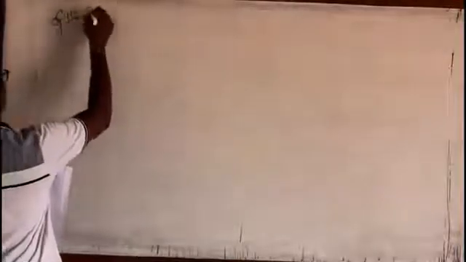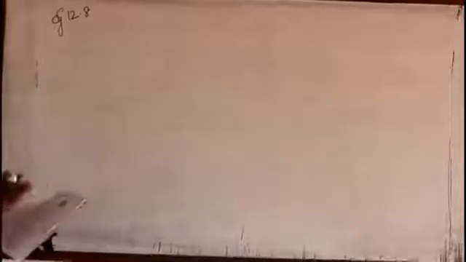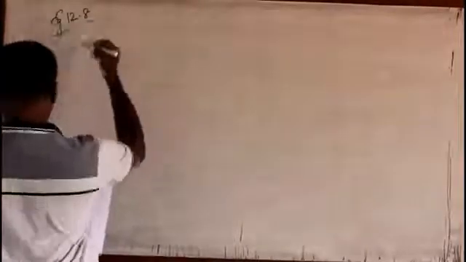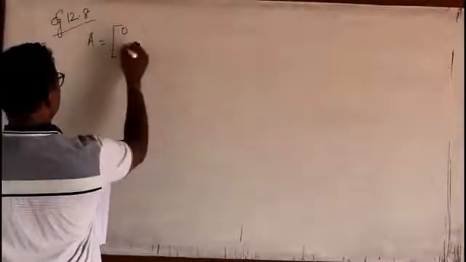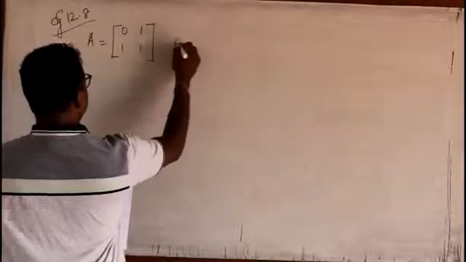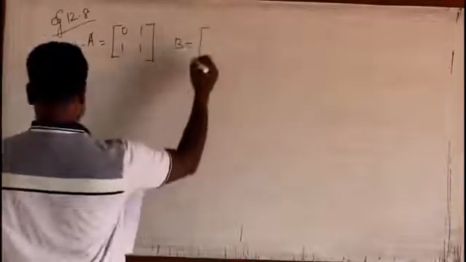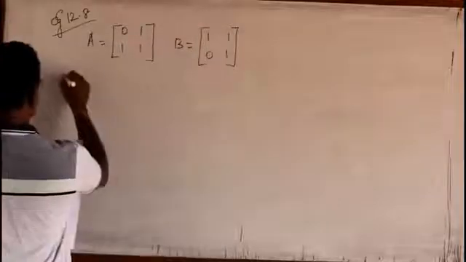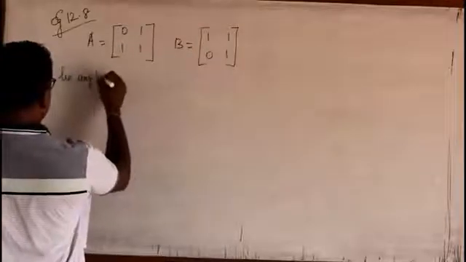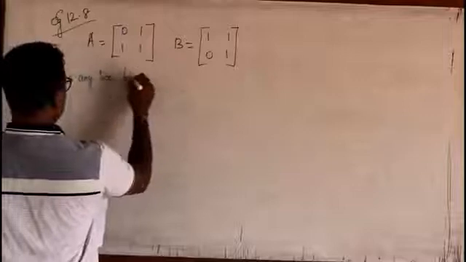Example 12.8. This is the problem dealing with what we used to say Boolean matrices. Just listen to me. Let A equal to 0, 1, 1, 1. B equal to 1, 1, 0, 1. A and B are any two Boolean matrices.